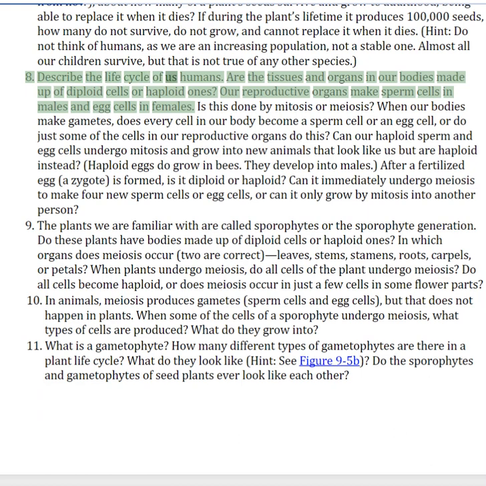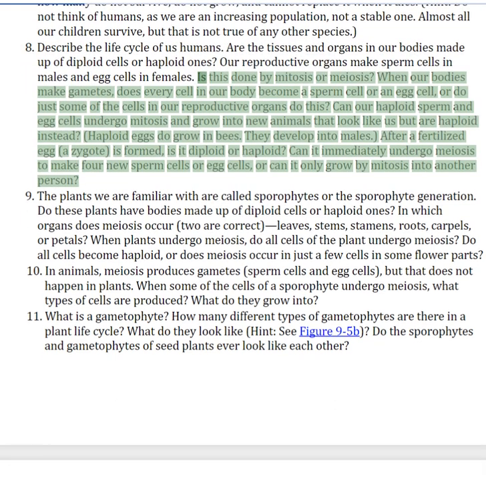8. Describe the life cycle of us humans. Are the tissues and organs in our bodies made up of diploid cells or haploid ones? Our reproductive organs make sperm cells in males and egg cells in females. Is this done by mitosis or meiosis?